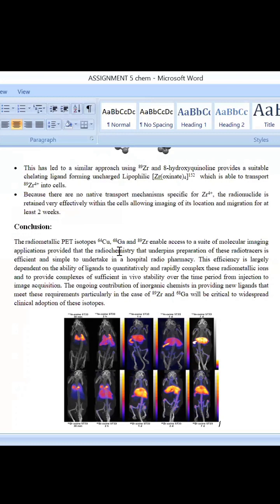The ongoing contribution of inorganic chemistry in providing new ligands that meet these requirements, particularly in the case of zirconium-89 and gallium-68, will be critical to widespread clinical adoption of these isotopes. You can see this PET scan isotope of Cu-64 and gallium, etc.